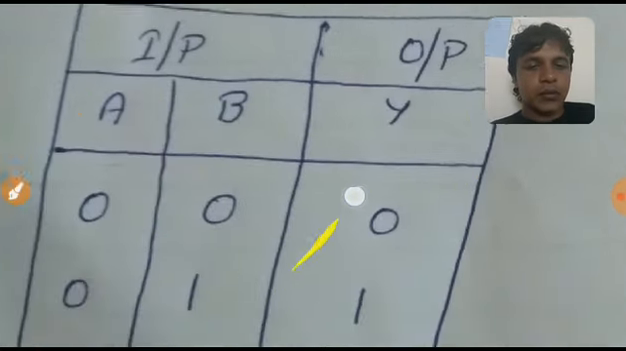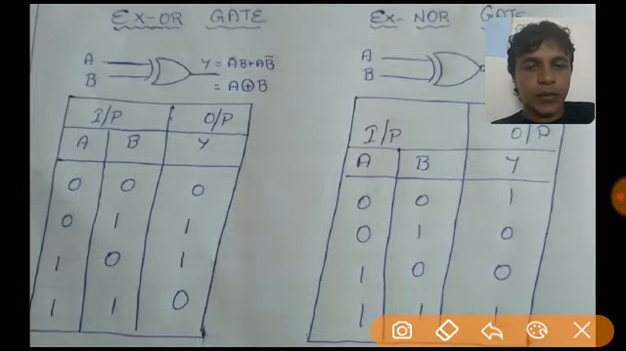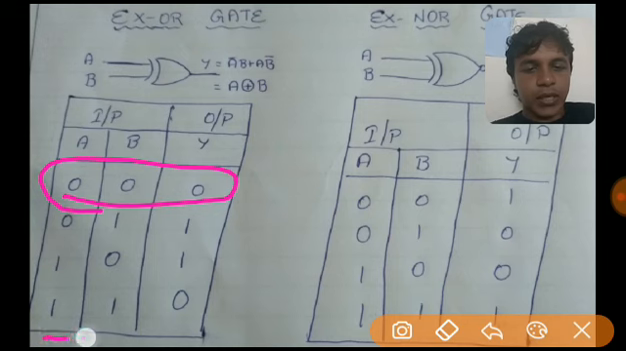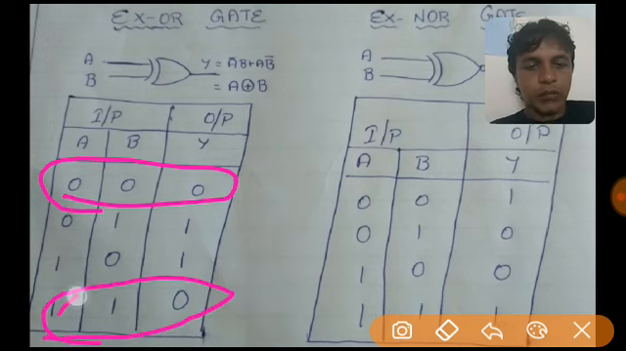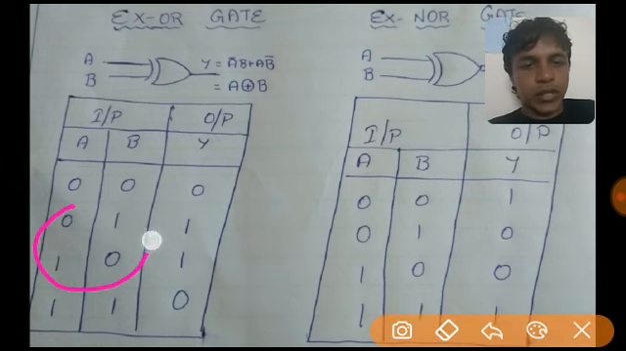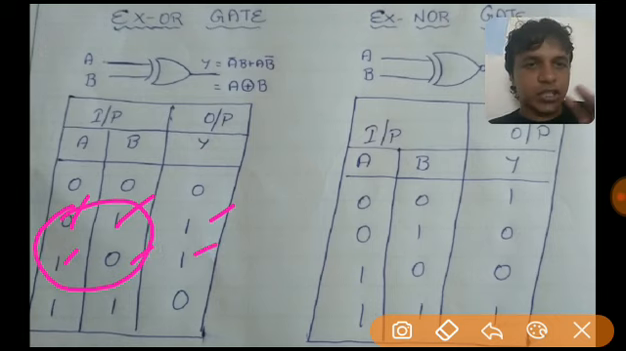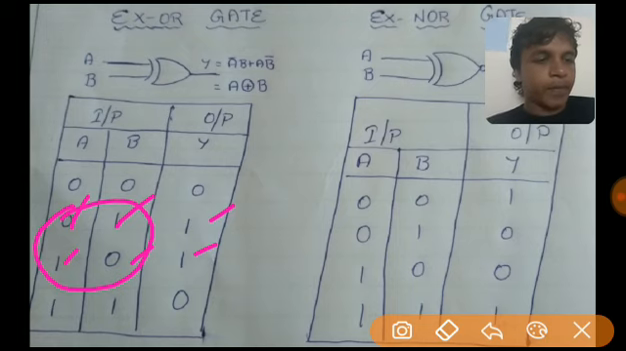Just look at the truth table. In this case and in this case, the inputs are the same. Both are 0, both are 1, and there is no output. Whereas in these two cases the inputs are different. A is 0 here, B is 1 here, and we have the output. A is 1 here, B is 0 here, again we have the output. So this kind of operation is performed by the XOR gate.